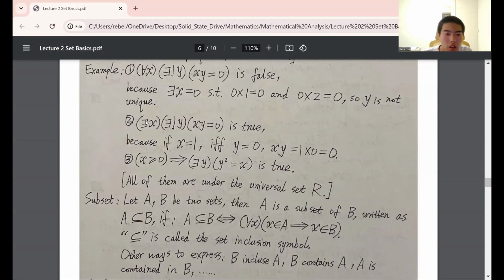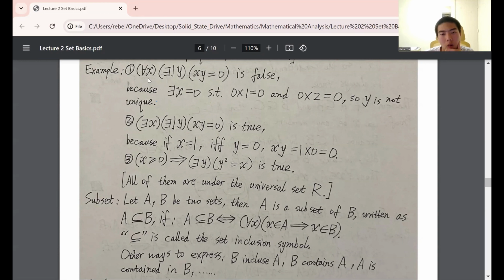Cool. And there's some examples you can see. Yeah, let's talk about one of them. So for all x, there exists only one y, xy equal to 0. Is this true or false? I think it's false because there exists x equal to 0.